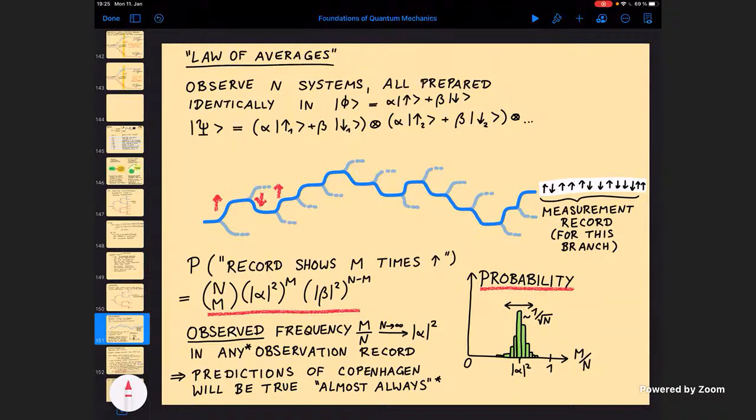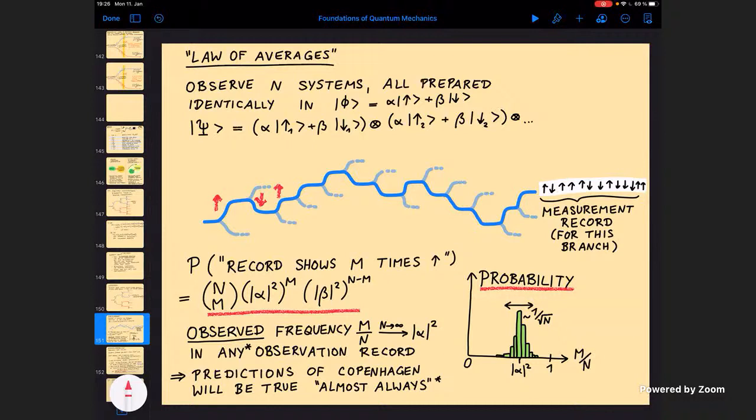So the probability distribution will get more and more focused around this average value if you go to more and more measurements. And what this means in the end is, if you have many measurements, if n is a really large number, then the observed frequency m over n will be almost exactly equal to alpha squared with a very high probability. Or in the limit of n tending to infinity, the observed frequency will go to alpha squared almost always, so to speak, with probability 100%. In almost all measurement branches, according to this probability measure, you will see a frequency that is alpha squared, which is exactly what we would hope for according to Born's rule. So the predictions of Copenhagen theory will be true almost always. And that's really good.